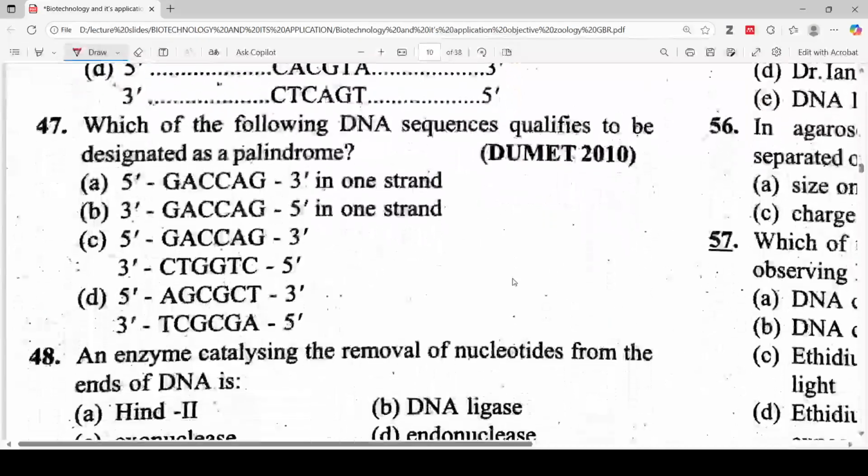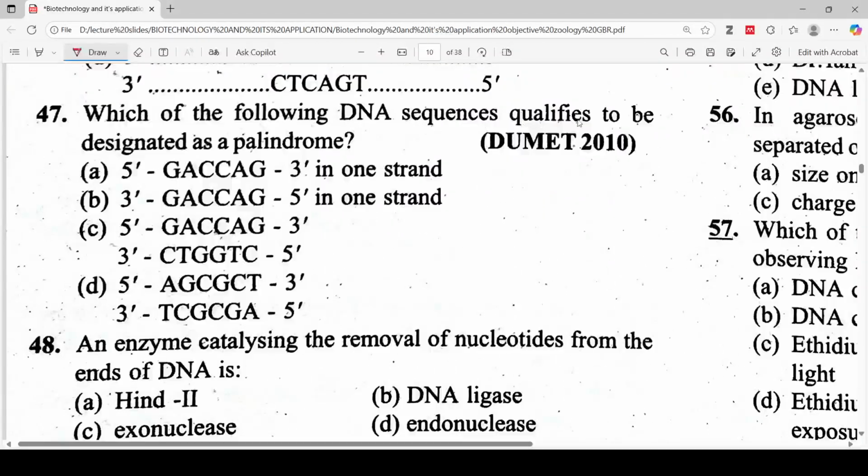Next question, which one of the following DNA sequences qualifies to be designated as a palindromic sequence? So the correct answer here will be option D. If you read this sequence from left and from right, the sequence will be the same. If I read this sequence from the right side, it will be A G C G C T. If you read this sequence from the left side, it will be A G C G C T. So the same sequence, so the correct one is the palindromic sequence.